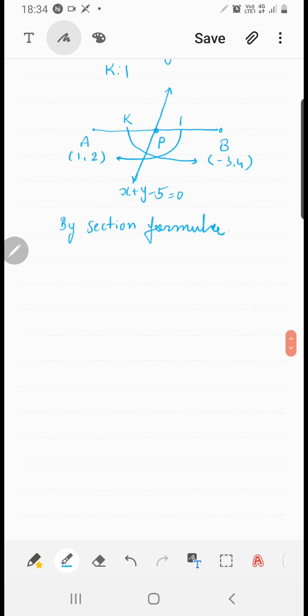Okay, let's go for the section formula. Can I say, let's take the coordinate of P as h comma k or x comma y. Let's take x comma y. So x is equal to k. Let me take h, that would be better. So h is equivalent to, let us take the coordinate as x1 y1. Okay, so here we take the point P, x1 y1.